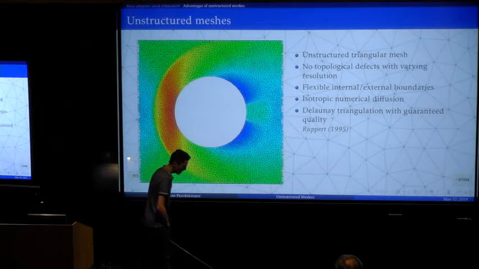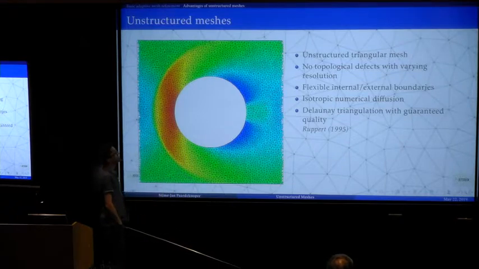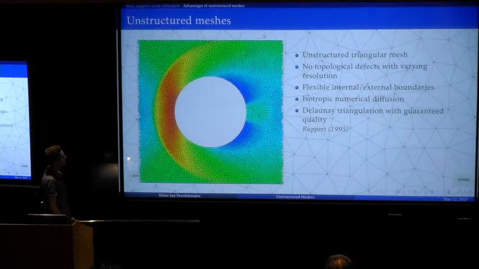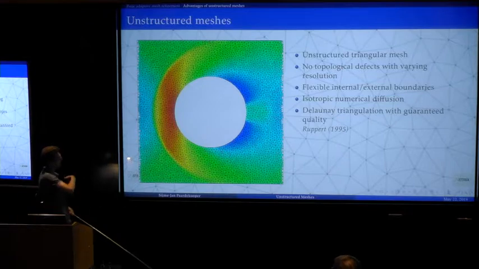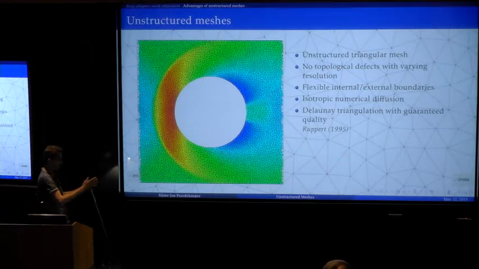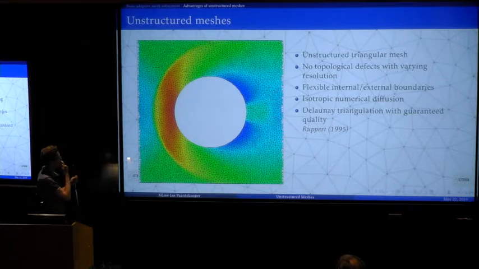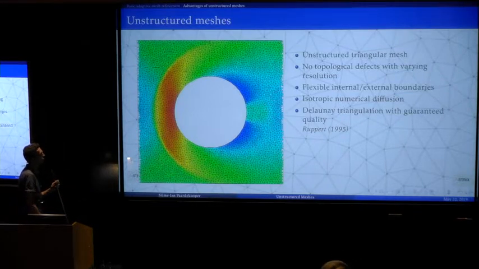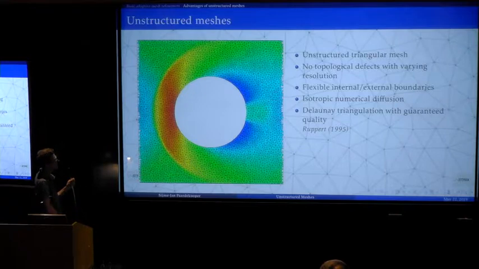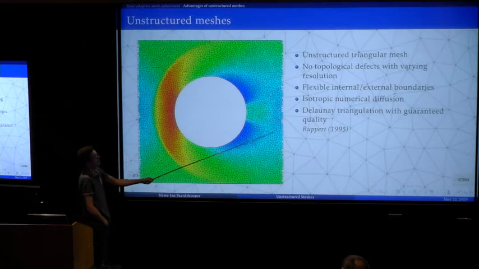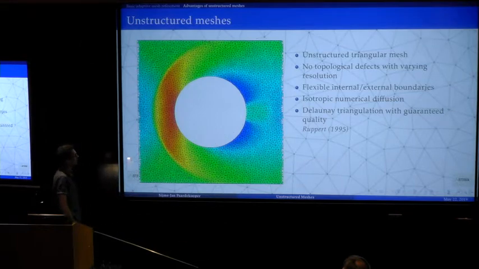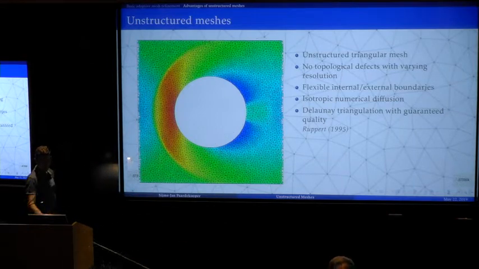And another thing that is very useful is that these are Delaunay triangulations, and you can actually guarantee, at least in 2D, the quality. And by quality, I mean the shape of the triangle. If you're thinking about rectangular meshes, you want your grid cells to be of equal size in each direction, ideally, to get comparable numerical diffusion in all directions. And with these triangular meshes, you can guarantee that this is the case. So good quality triangles, which is very useful.